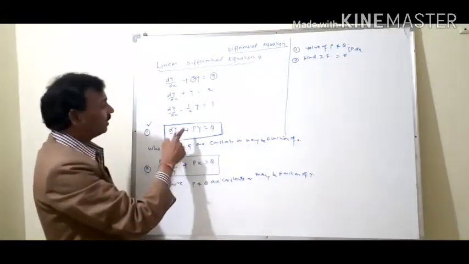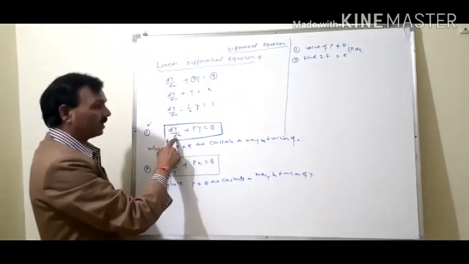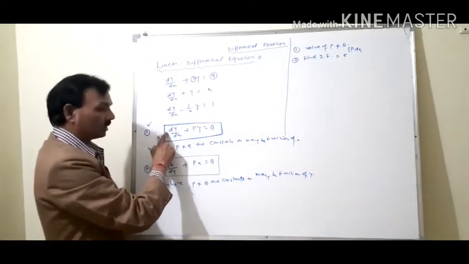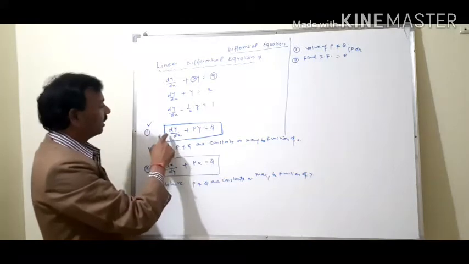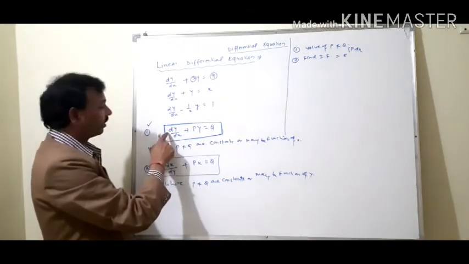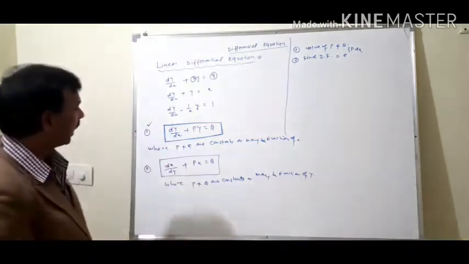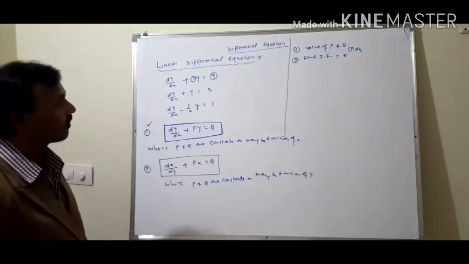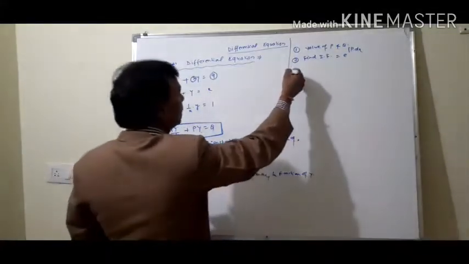Here p is the coefficient of y. Always remember that the coefficient of dy upon dx should be 1. If it is not 1, you should divide the whole equation by this coefficient, so that the coefficient of dy upon dx is always 1. This is the second step.